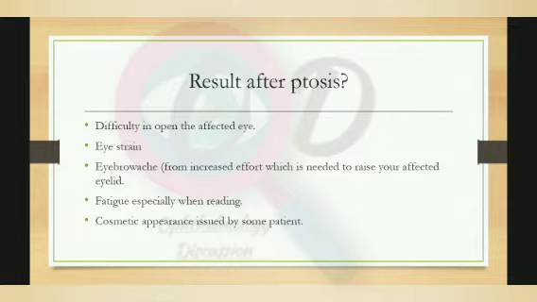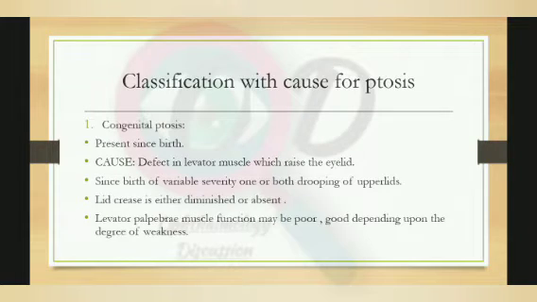Cosmetic appearance is an issue for the patient. We all know that having a disease can sometimes affect cosmetic appearance, and this happens with ptosis also. So this is sometimes an issue for the patient. Now, classification with cause for ptosis. What classification does ptosis have?